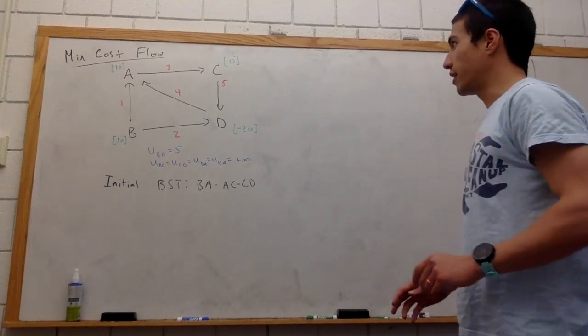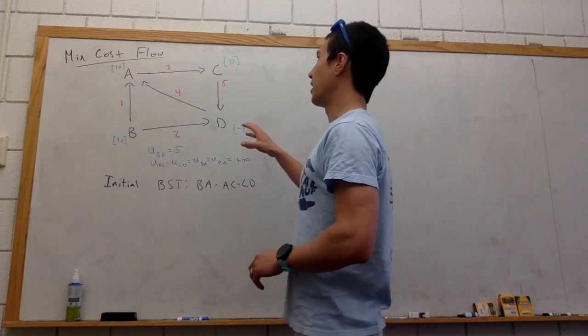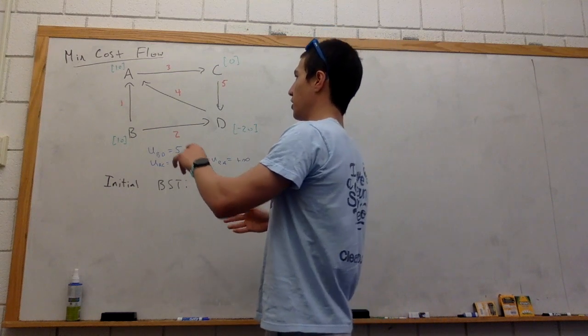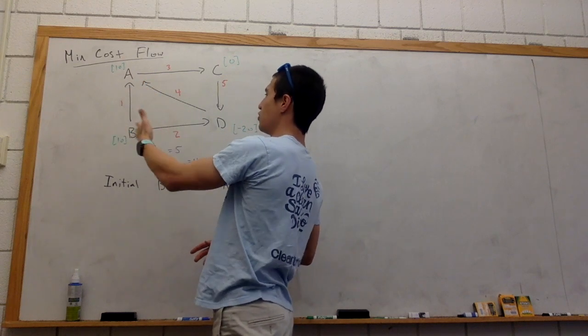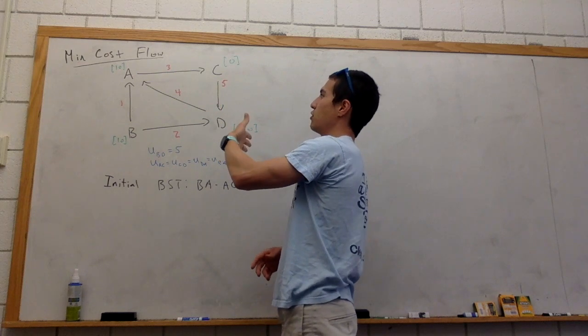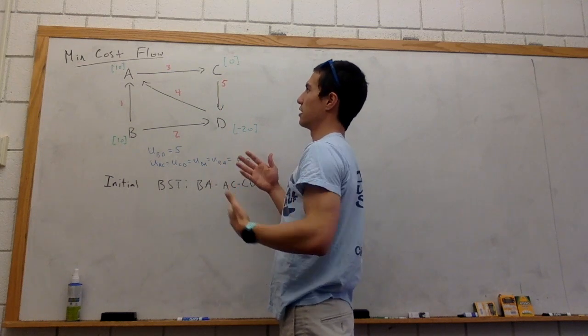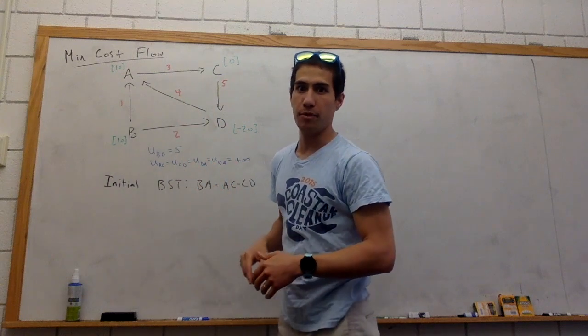Okay, so in this video we're going to solve a minimum cost flow problem. So we're given this directed graph. It looks like we need vertices A and B to send 10 units of flow. We need vertex D to receive 20 units of flow, and we want to do this minimizing the total cost, and the costs are given by these red numbers here.